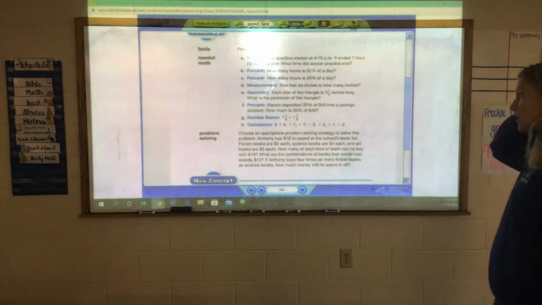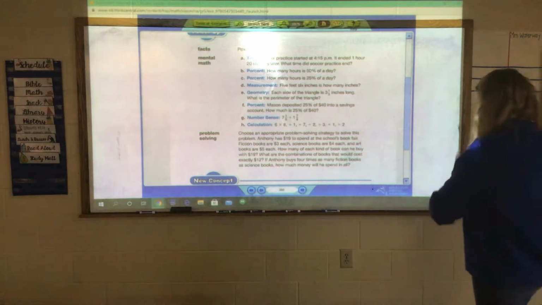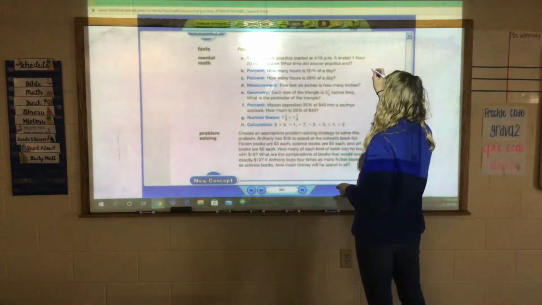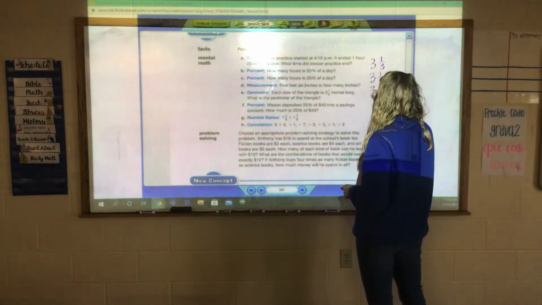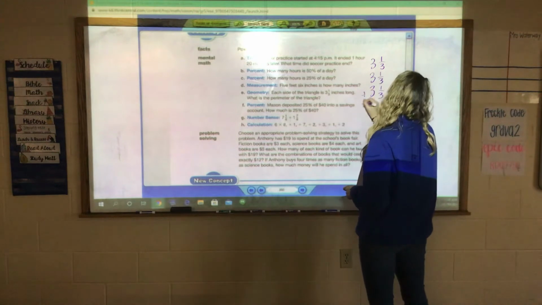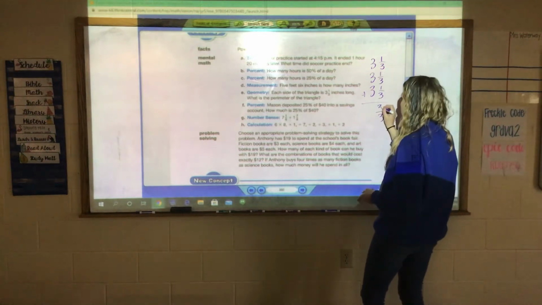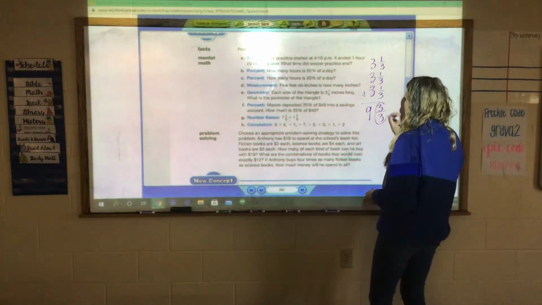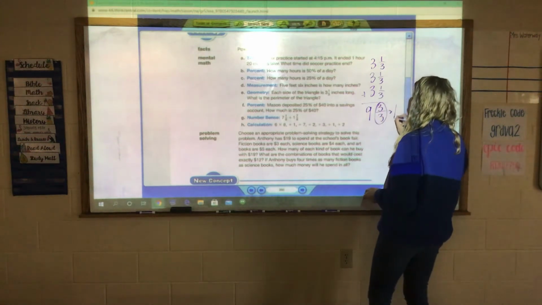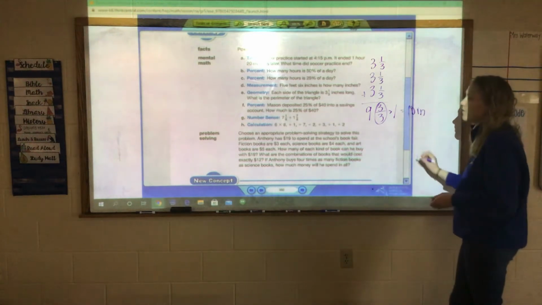Each side of the triangle is 1 1/3 inches long. What's the perimeter of the triangle? Or 3 1/3. So we have 3 1/3 plus 3 1/3 plus 3 1/3. Well, we keep our denominator the same. 1 plus 1 plus 1 is 3. 3, 6, 9. Now this 3/3 is the same as 1 whole, so 9 plus 1 equals 10 inches.